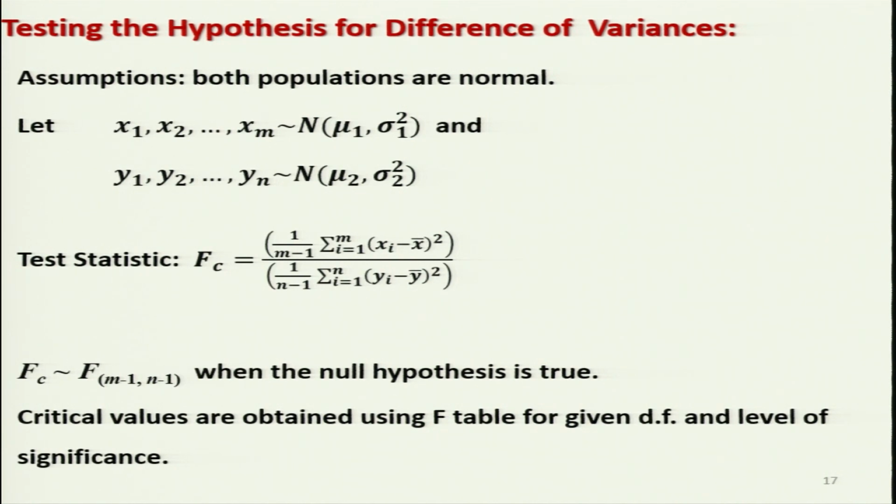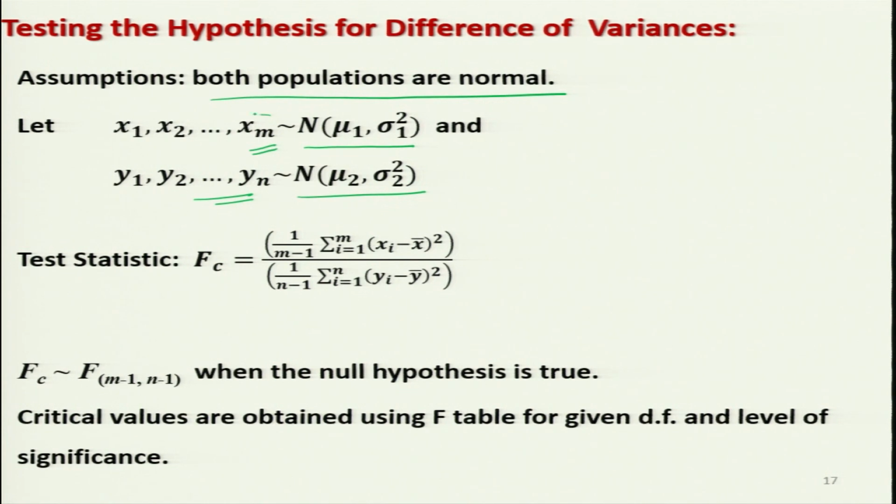So, now what are we trying to do here? We are making an assumption that both the populations are normal. From there we draw a sample of size m from normal mu 1, sigma 1 square, and another sample of size small n from normal mu 2, sigma 2 square.